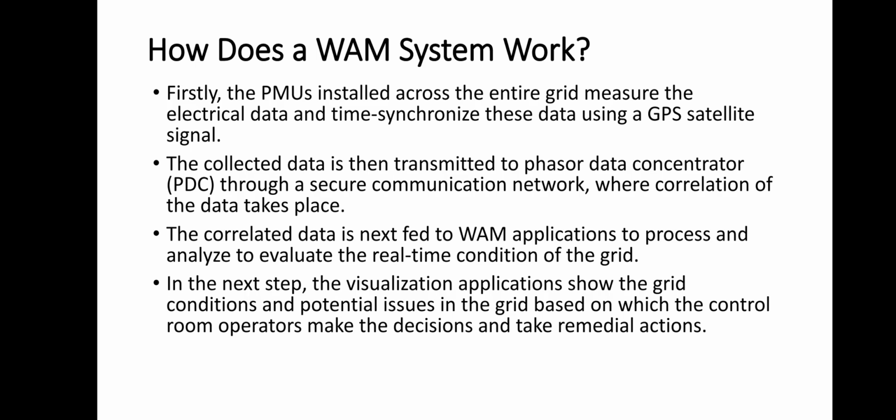How does WAM system work? First, PMUs installed across the entire grid measure the electrical data and time synchronize this data using the GPS satellite signal. The data collected is then transmitted to the phasor data concentrator through a secure communication network, where correlation of the data takes place. The correlated data is next fed to the WAM application to process, analyze and also to validate the real-time condition of the grid. And the next step, the visualization application shows the grid conditions and potential issues in the grid, based on which the control room operators make decisions and take remedial actions.